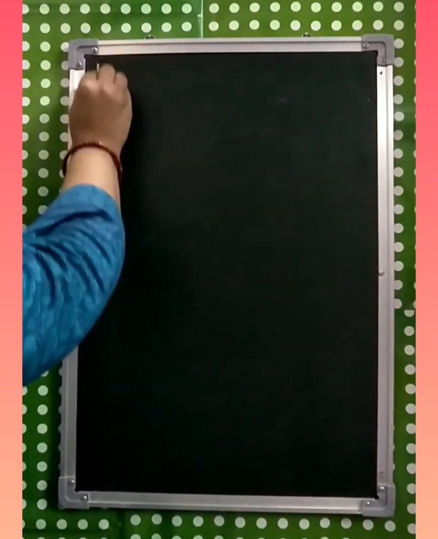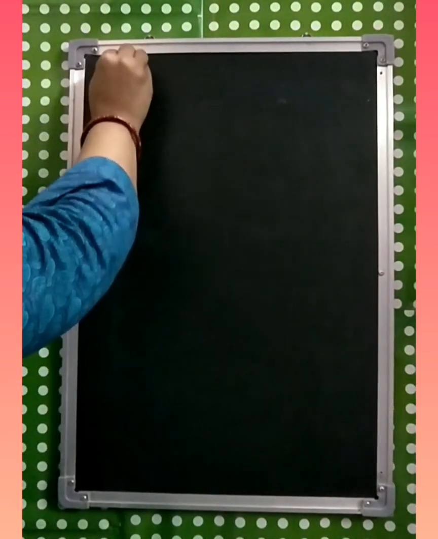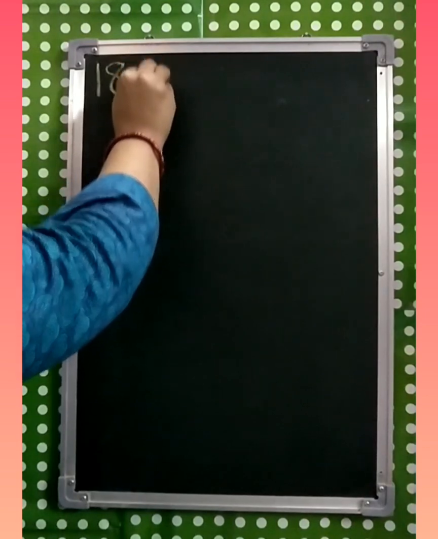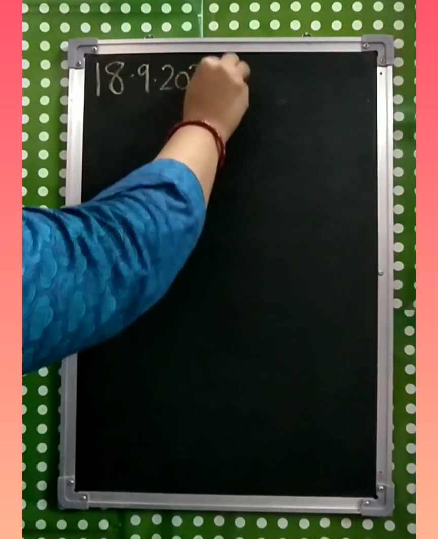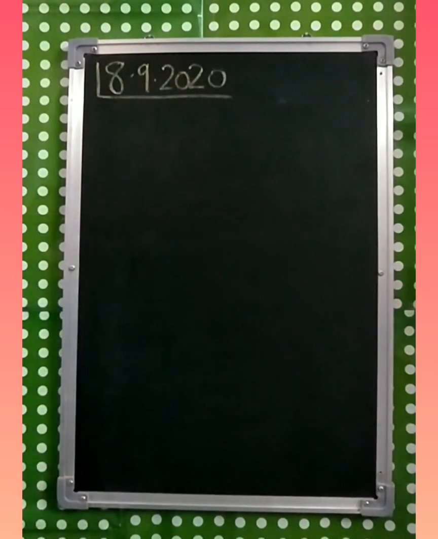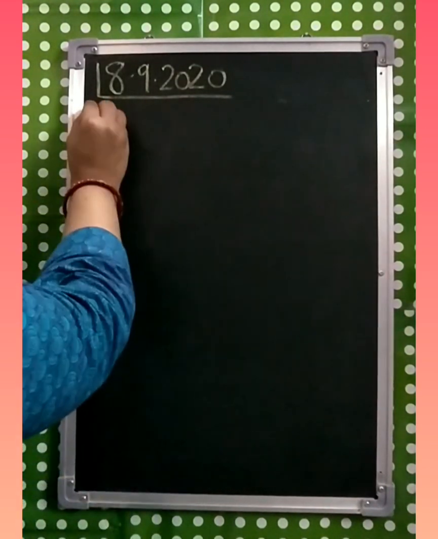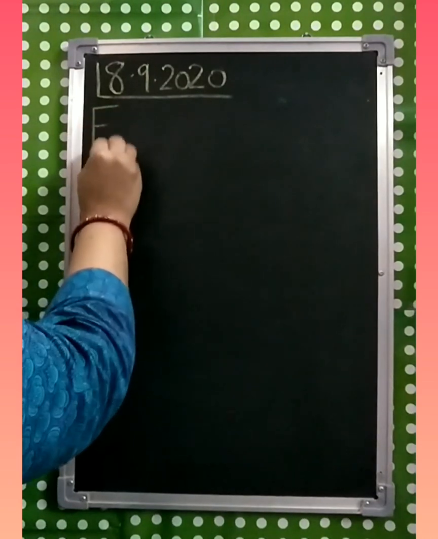Children, can you tell me what is the date today? Today is 18 September 2020. Okay, today is 18 September 2020. And which day? Yes, today is Friday.